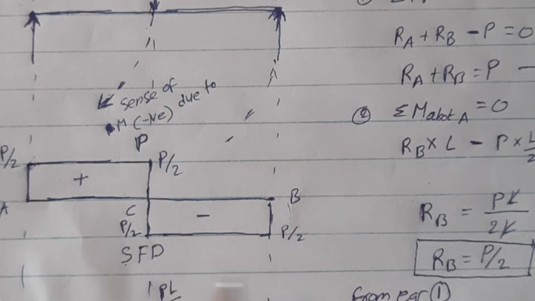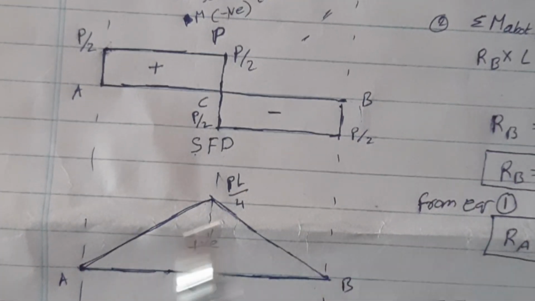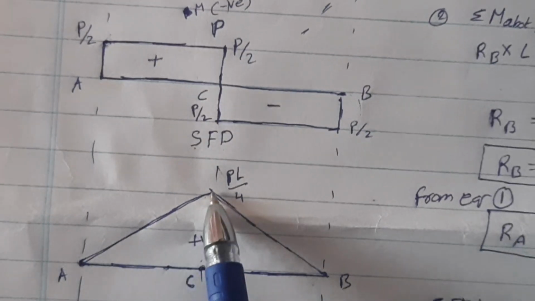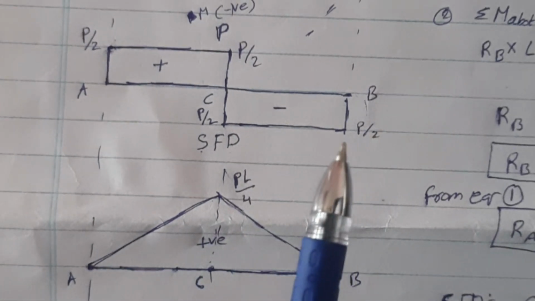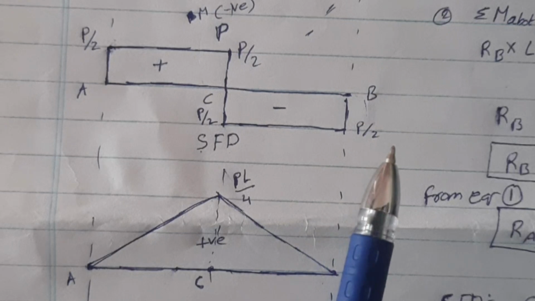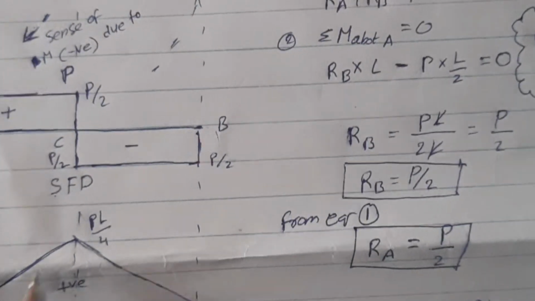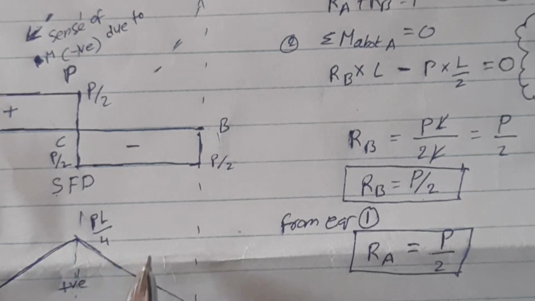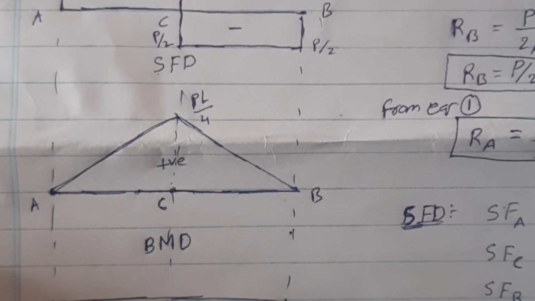Now here the shear force is constant and the bending moment is one order higher than the shear force. So here the shear force is constant, the bending moment is linear. So we can draw an inclined line, that means a slope with a constant slope. The bending moment varies from A to C, linearly increasing. And from point C to B, the bending moment is linearly decreasing.